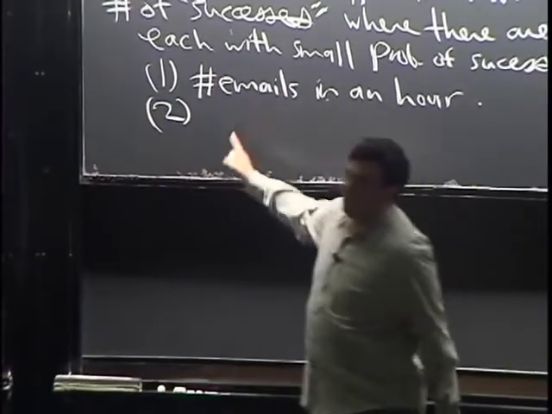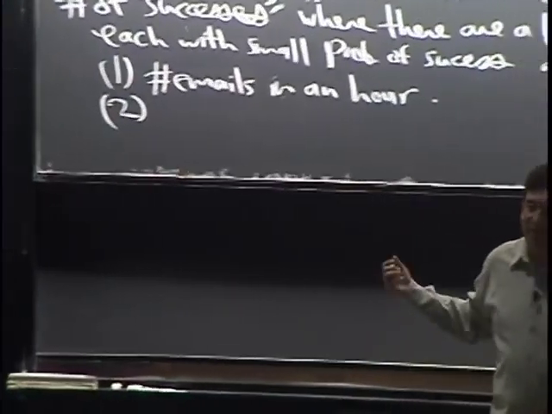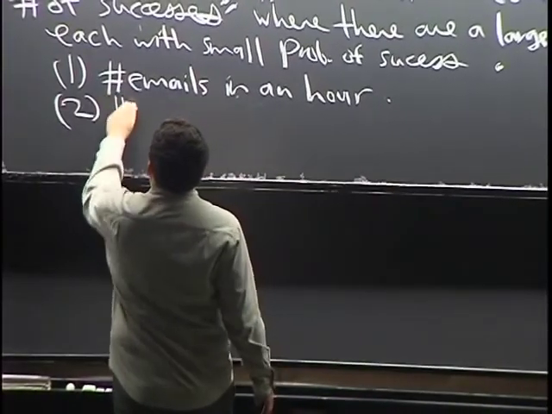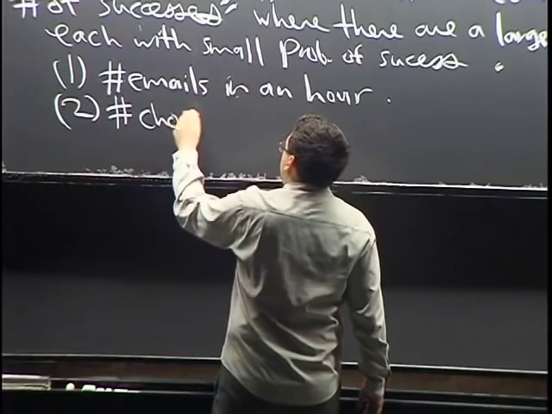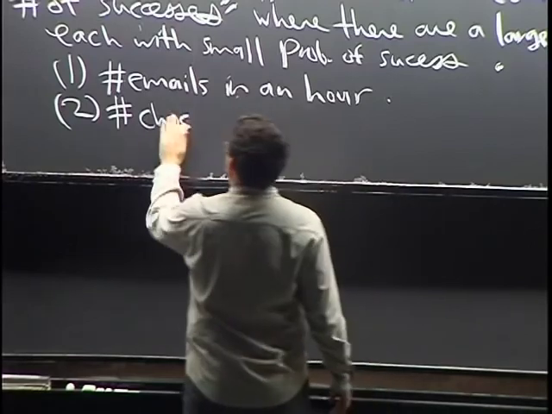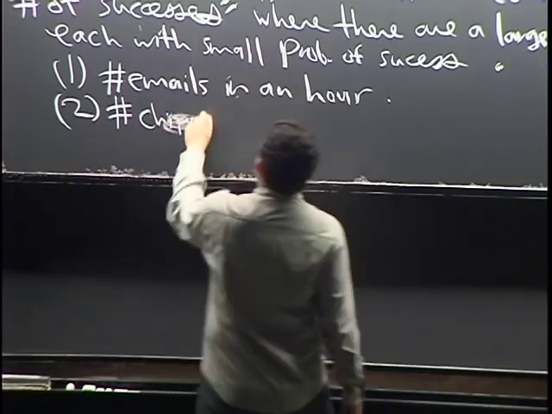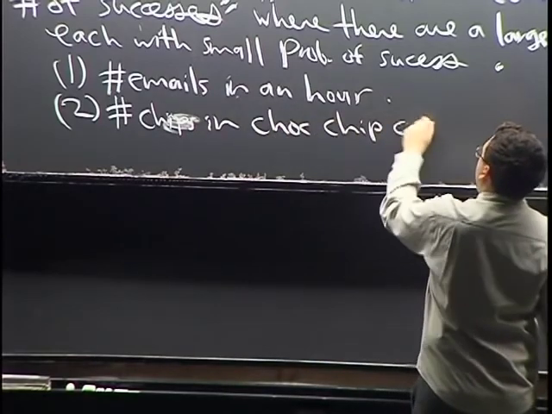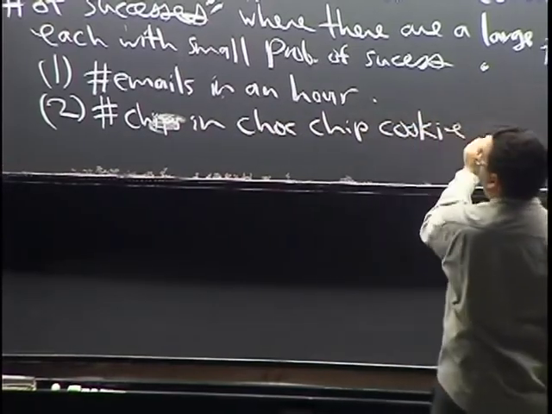Change email to phone calls or whatever you want here. You can make up as many examples as you want. Another famous example is the number of chocolate chips in a chocolate chip cookie. Now let's think about how we interpret that one.